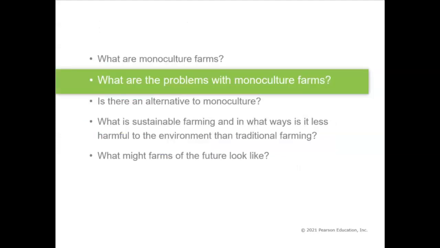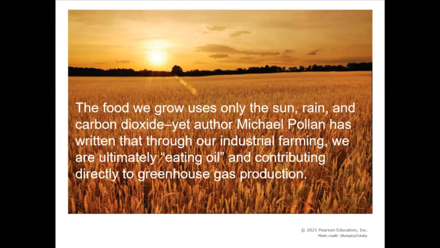And monoculture farms, even though they produce a lot of food, they definitely have some problems, specifically when we're looking at the impact of monoculture farms on the environment. This quote here is from Michael Pollan, and basically, the food we grow uses only the sun, rain, and carbon dioxide. Yet author Michael Pollan has written that through our industrial farming, we are ultimately eating oil and contributing directly to greenhouse gas production. So just take a second and try and think about what he means by this quote.